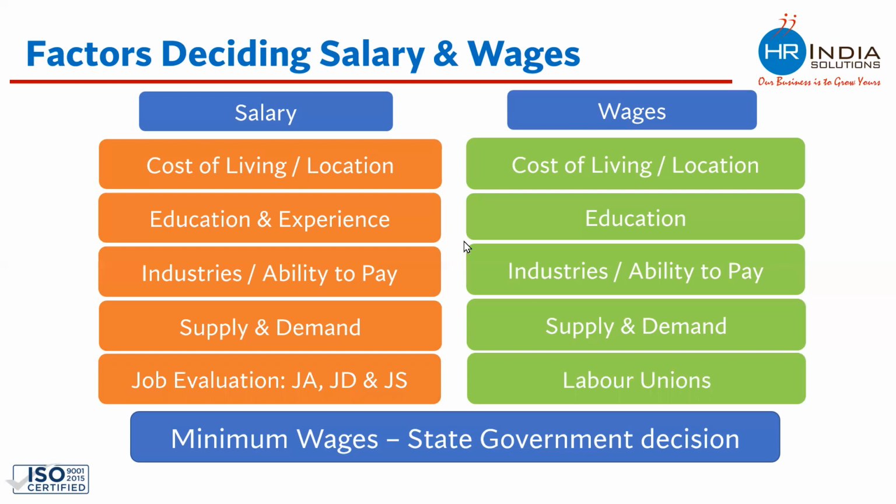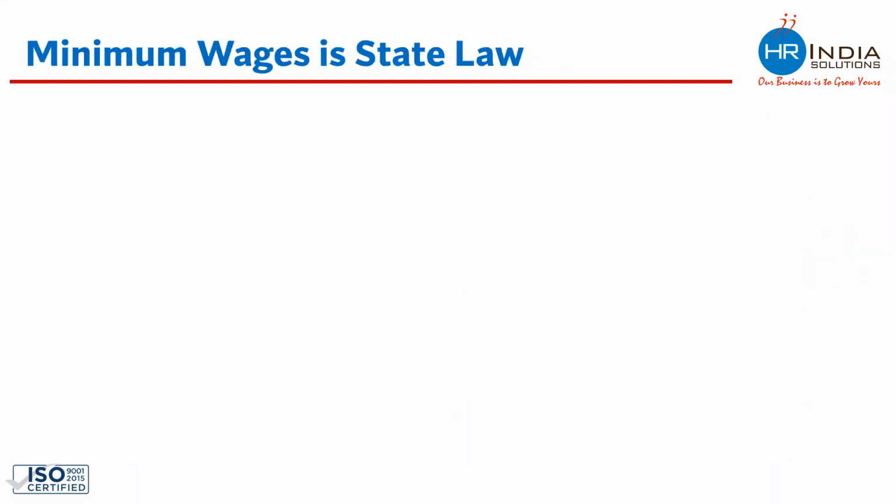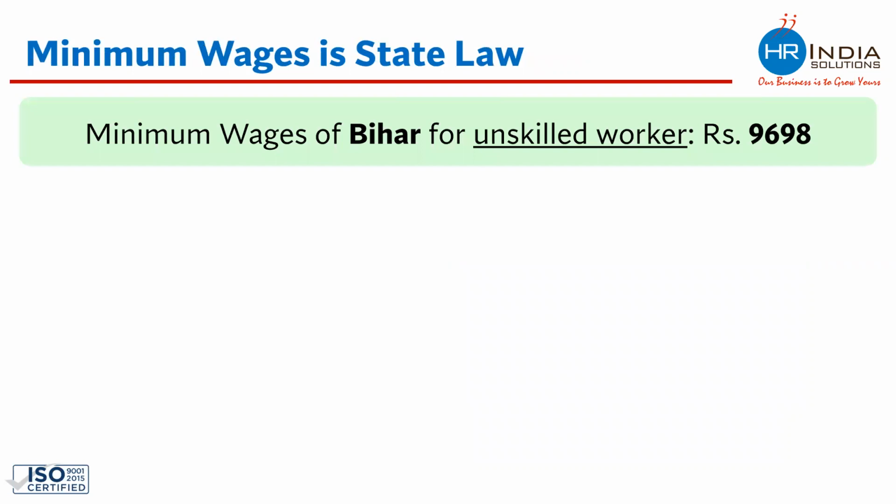So we have discussed minimum wages, which is decided by every state government. Now let me take you to a scenario or a question. The minimum wage in the state of Bihar for an unskilled worker is 9,698, which means in case you are planning to hire an unskilled worker in Bihar, this is the minimum which you need to pay. You cannot pay lesser than this in the state of Bihar.